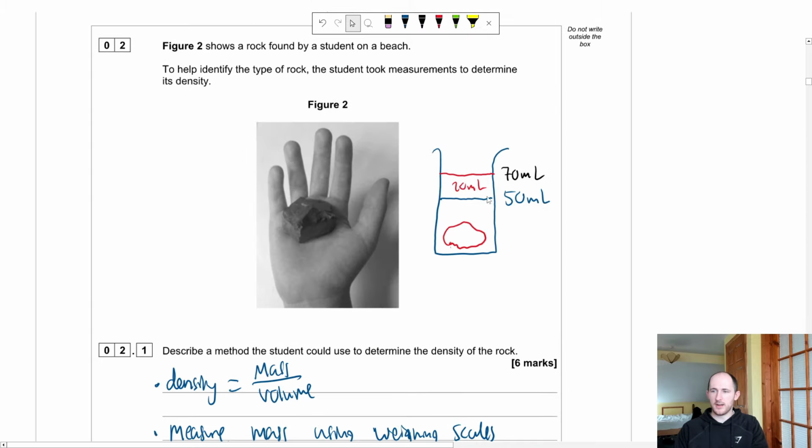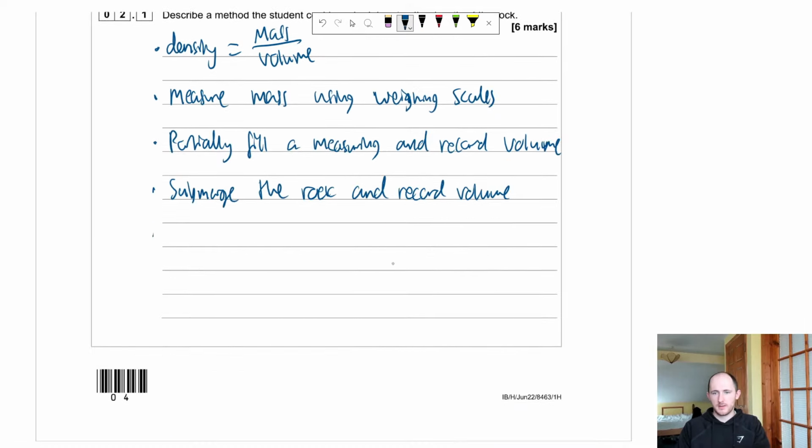So in this case, our initial volume was 50 milliliters. We put the rock in, it's now 70 milliliters. The difference in those volumes is the volume of the rock. The difference in volumes is the volume of the rock.